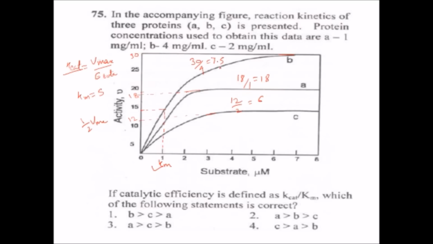Now arrange it accordingly as per the efficiency. Even if you divide it by 1, you will get the same value. So I am ignoring Km here. Then what will you get? Here 18 is greater than 7.5 is greater than 6. So the answer will be A greater than B greater than C. It means the efficiency of A is highest, followed by B and C. Hope you understood the question. Move to the next one.